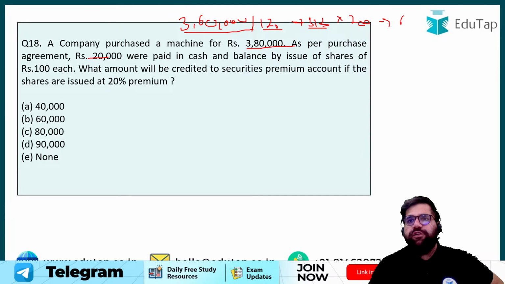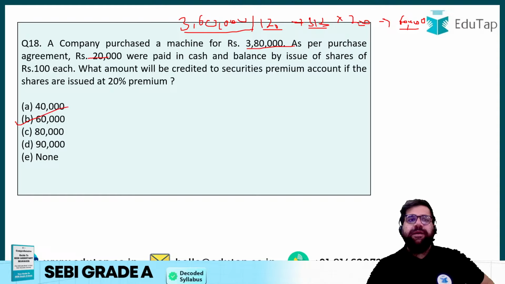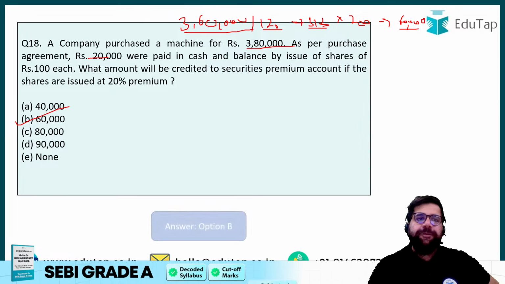So your total value will be what? 6,000, or 60,000 rather, which you will be crediting to the securities premium account. So your answer will be option number B.